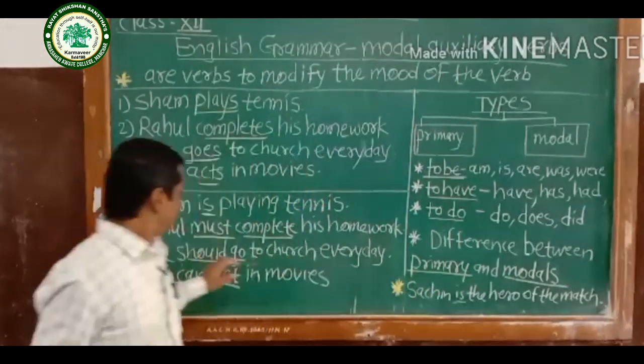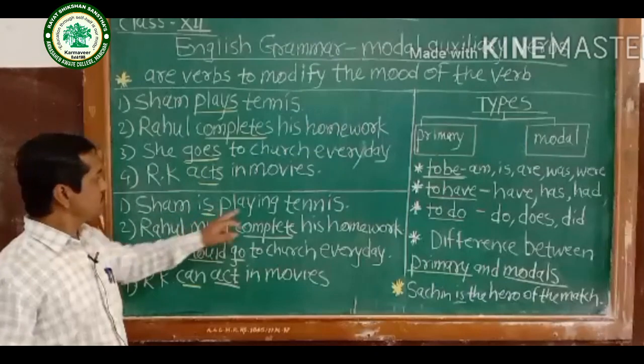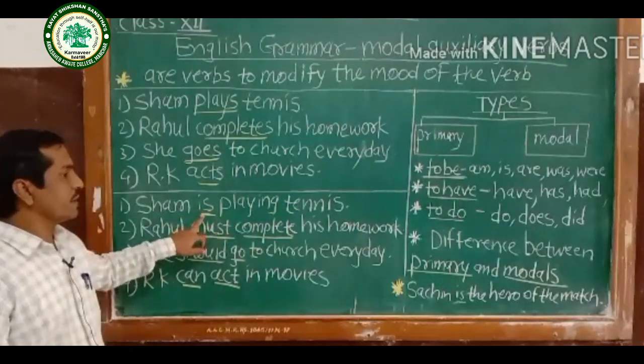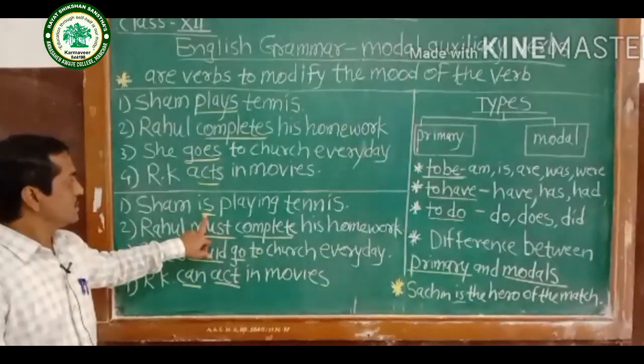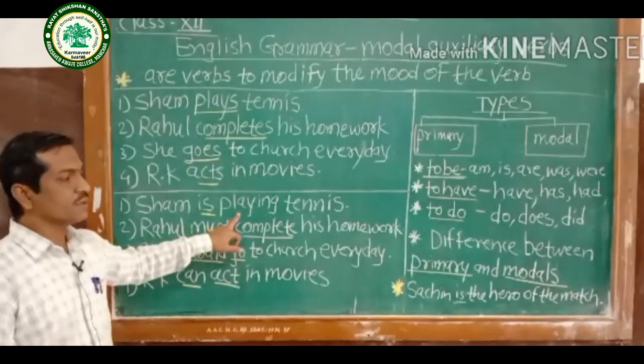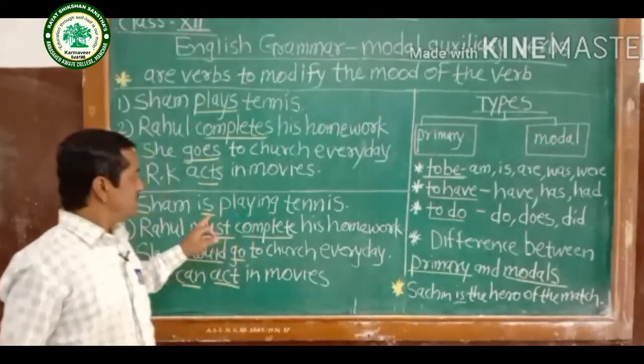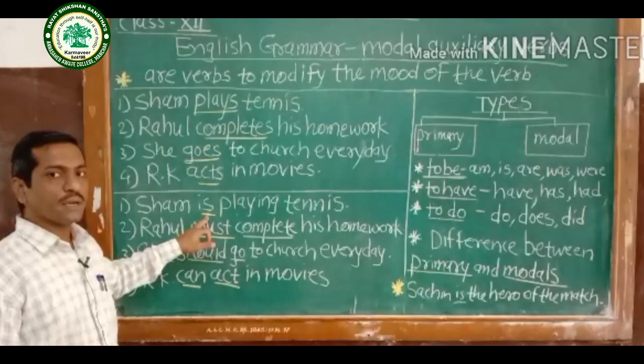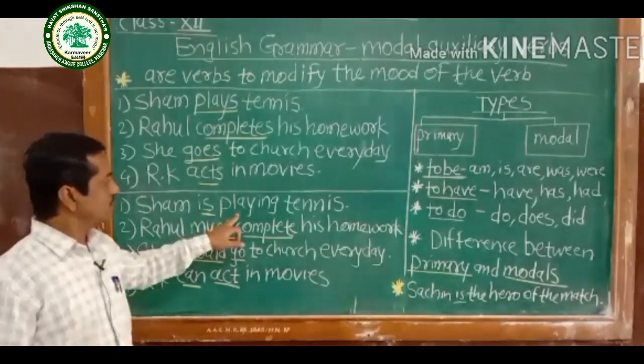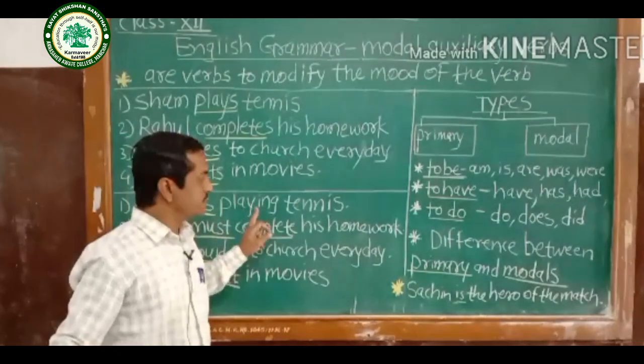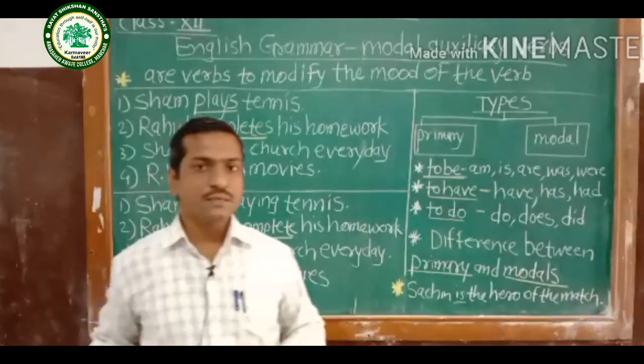For example, Sham is playing tennis. In this sentence, is is the helping verb and playing is the main verb, and this helping verb helps the main verb of a sentence to create tenses.